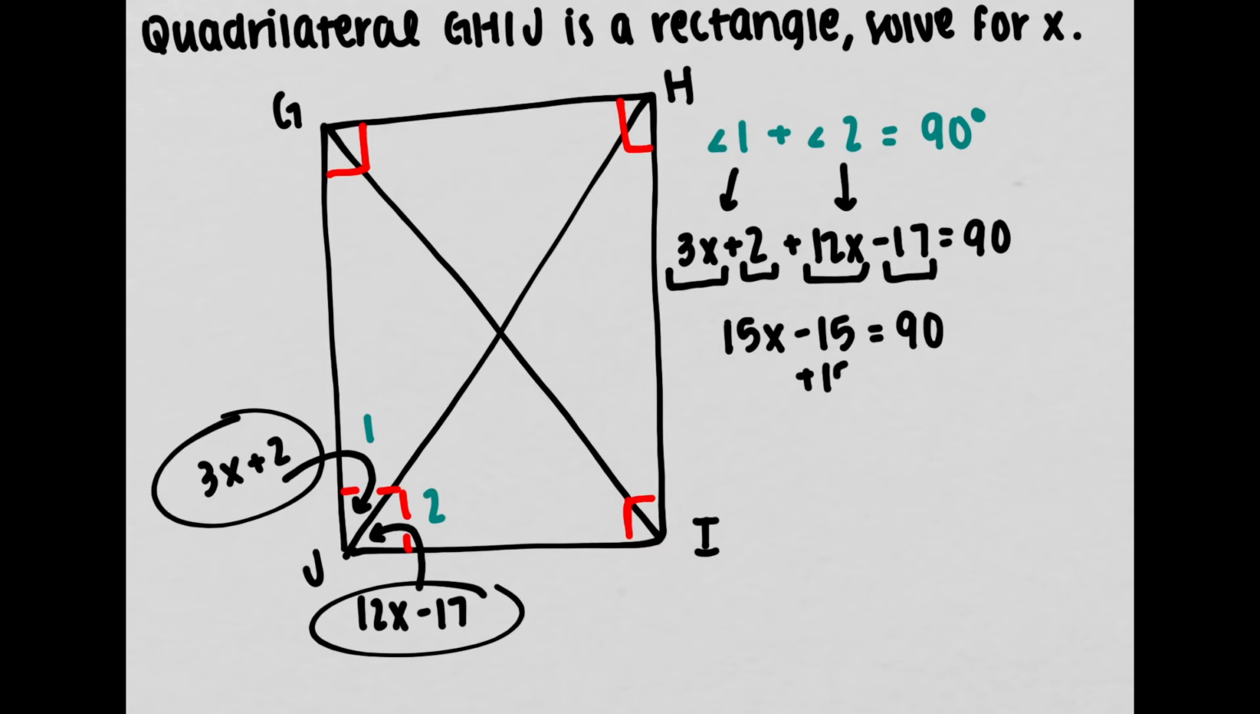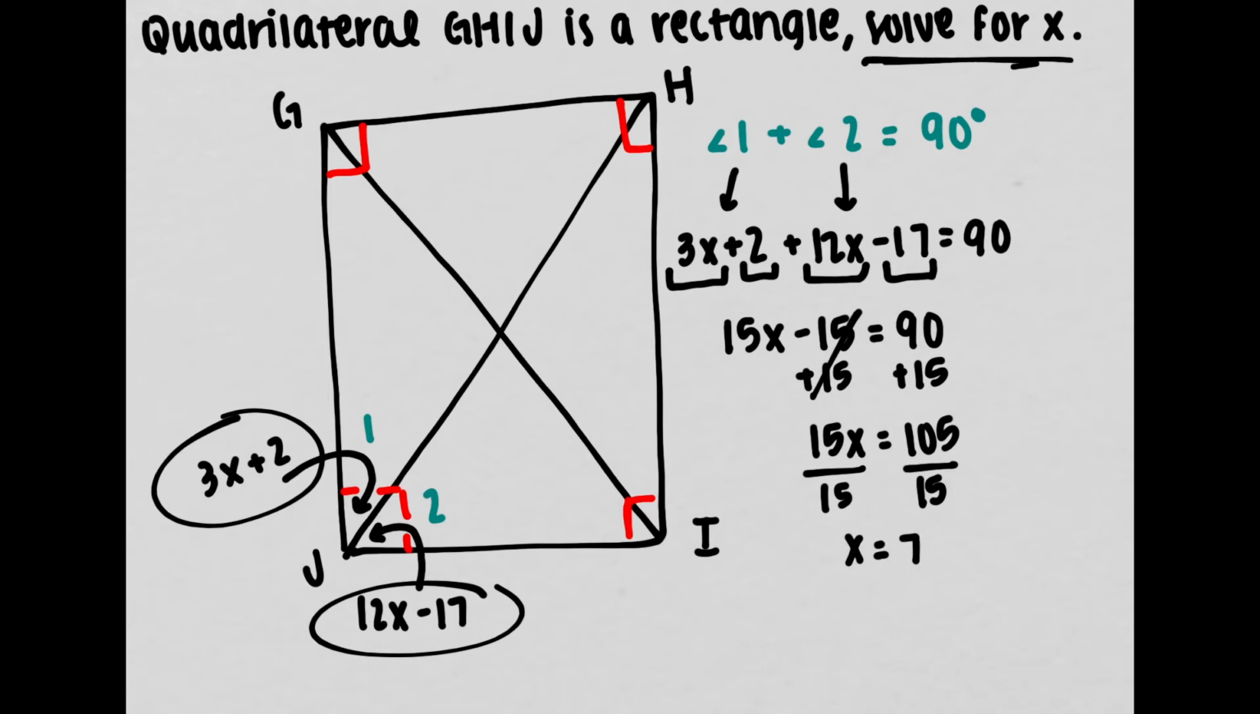So I'm going to add 15 to both sides. When I do that on the left, it cancels out, and I'm just left with 15x is equal to 90 plus 15, which gives me 105. And my last step to solve for x is to divide both sides by 15. So x is equal to 7. I checked the problem.